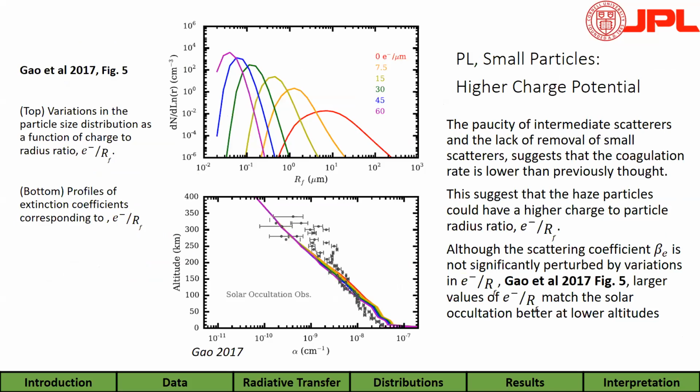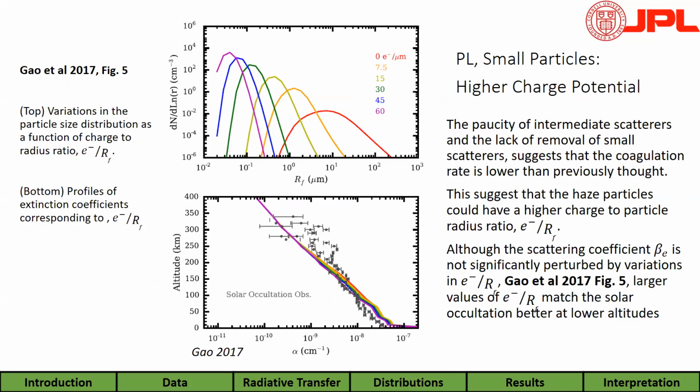So how do we get those small size scatterers? One potential explanation is a higher charge potential. This was investigated by Peter Gao, and they predicted a charge ratio of 30 electrons per micron. If we have a higher charge to particle radius, that means that our particles are not able to stick together so easily. That means that our smaller particles will not as readily form larger particles.